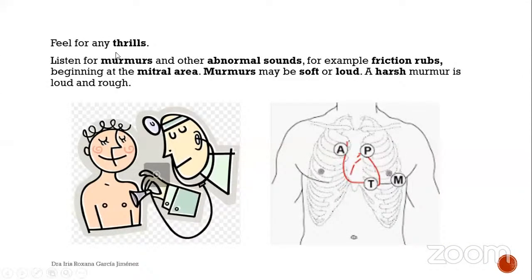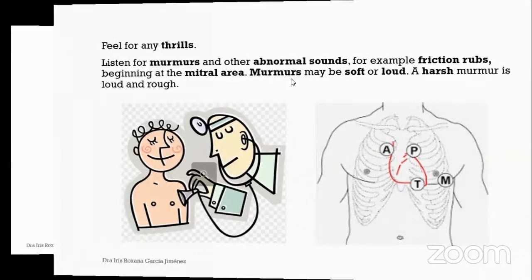Feel for any thrills, listen for murmurs and other abnormal sounds, for example, friction rubs, beginning at the mitral area. Murmurs may be soft or loud. A harsh murmur is loud and raw. We all know about it.